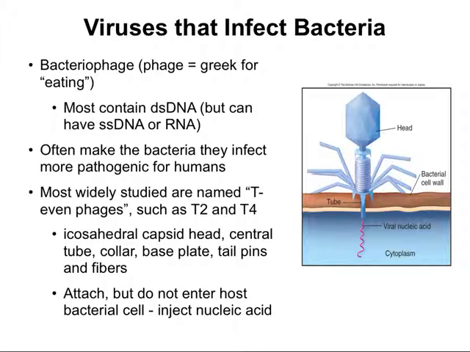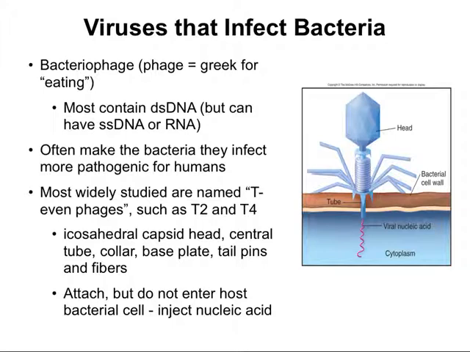Viruses that infect bacteria have a slightly different mechanism of infection. These viruses are called bacteriophages. They're the complex phages we've looked at earlier. Phage is the Greek word for eating. Most bacteriophages contain double-stranded DNA, but they can run the whole spectrum. They could have single-stranded DNA or RNA nucleic acids.